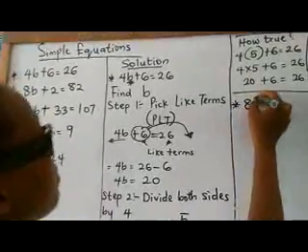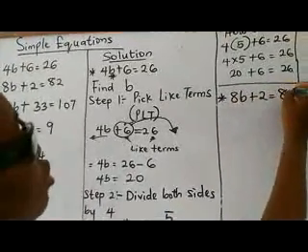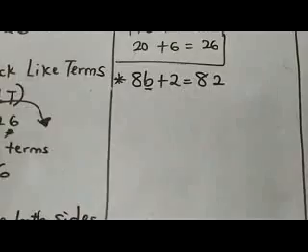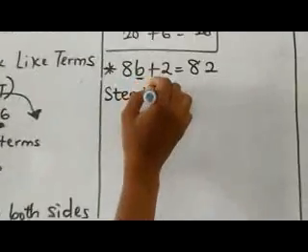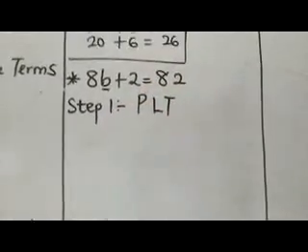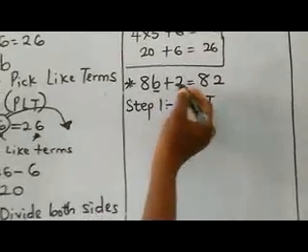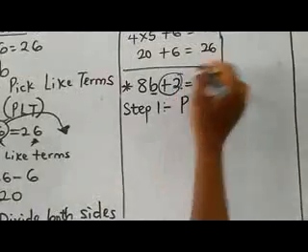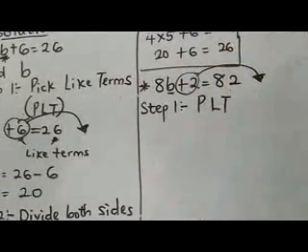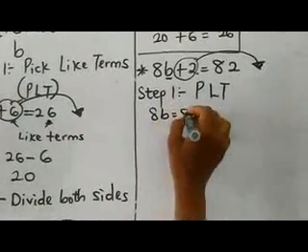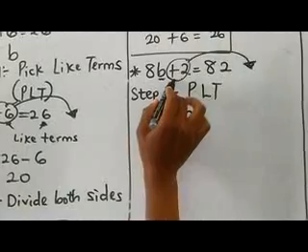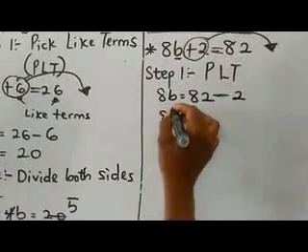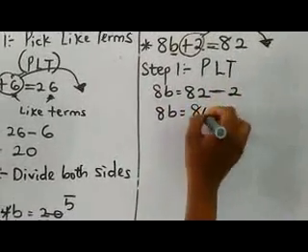Now for question 2, you have 8b plus 2 is equal to 82. We are finding b again. B is supposed to be a number. It's hidden, so we are finding it. So the step 1, first thing to do is to pick like terms. This is 2. This is 82. These are numbers without letters. So this is what we are moving this way. So we are moving plus 2 over to this place, over here. So that will be 8b is equal to 82. Don't forget, when it has plus sign in front, the moment it crosses over this equal to sign, it becomes minus 2. So 8b, 82 minus 2, of course, is 80.